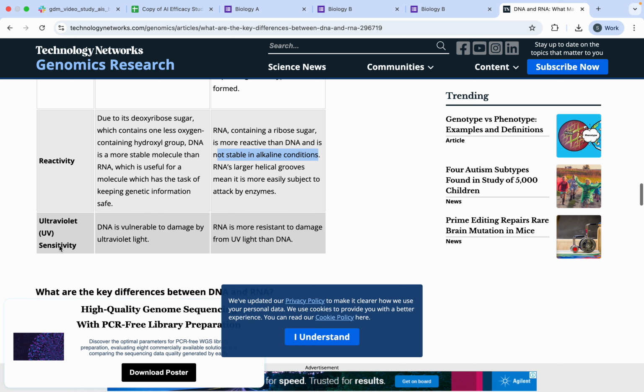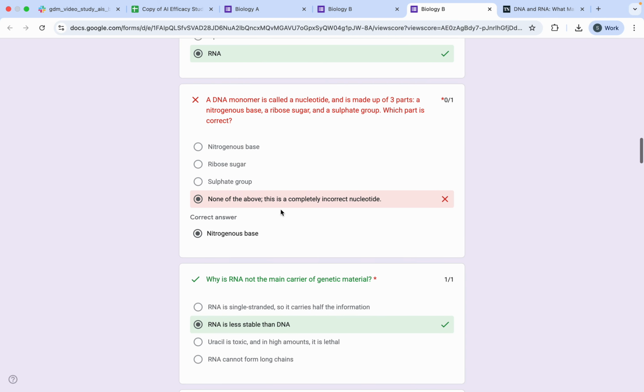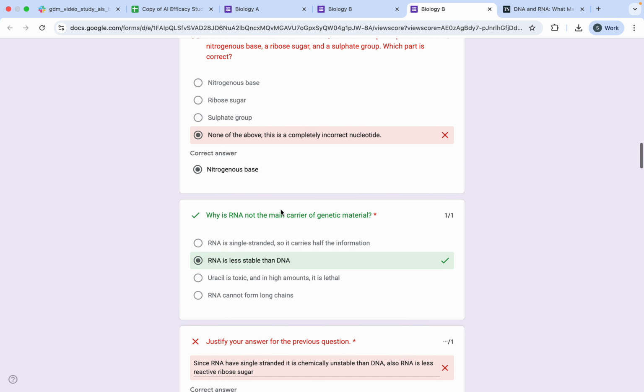Next is ultraviolet sensitivity. DNA is vulnerable to damage by ultraviolet light. RNA is more resistant to damage from UV light than DNA. So ultraviolet stability is greater for RNA.